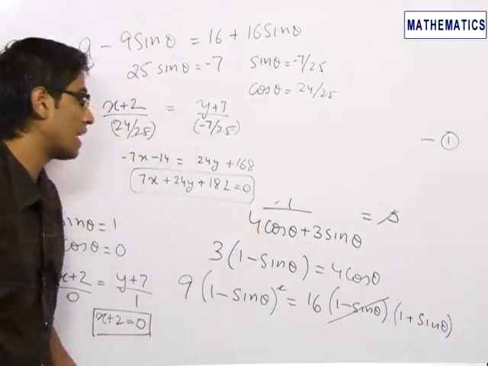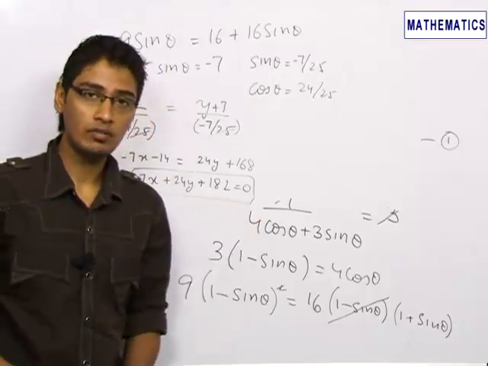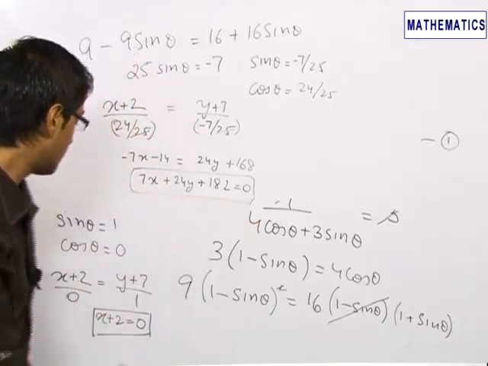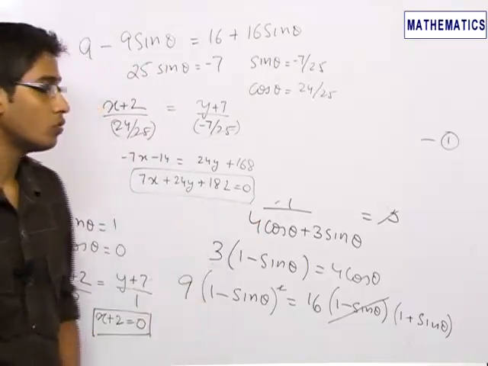So the two equations of the line passing through (-2, -7) and having an intercept of length 3 between the two given parallel lines are x + 2 = 0 or 7x + 24y + 182 = 0.